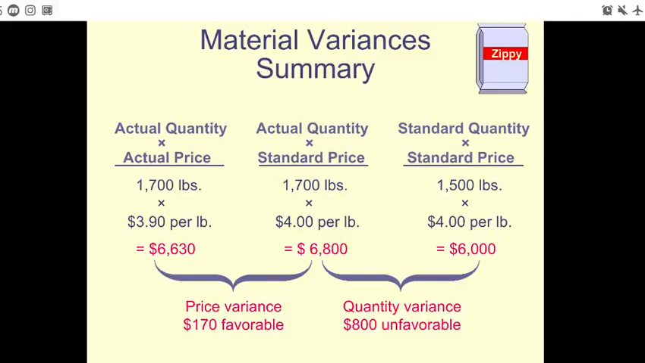So if there is a question that asks you, what is the total material variance? So the answer is 170 favorable plus 800 unfavorable. So the total material variance is $630 favorable. Sorry, unfavorable. $630 unfavorable.